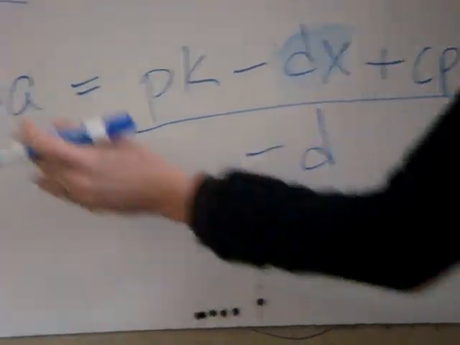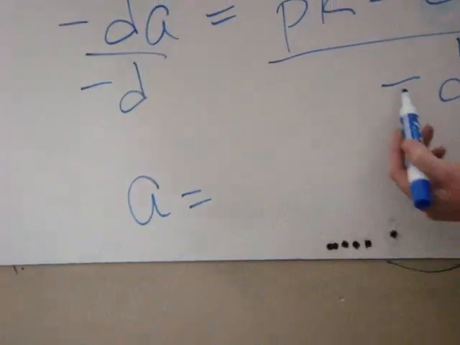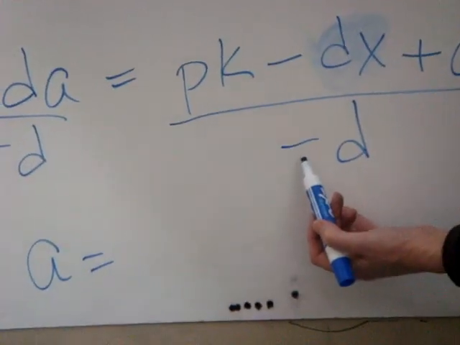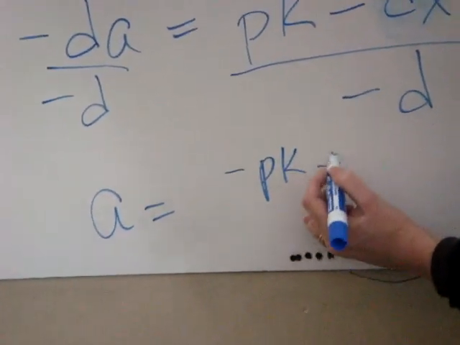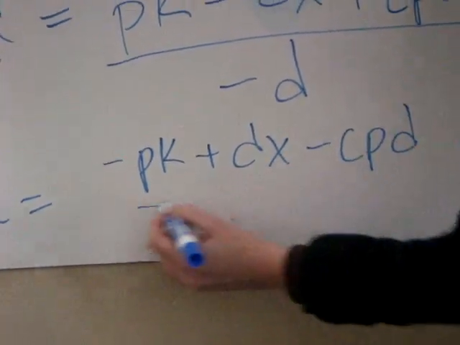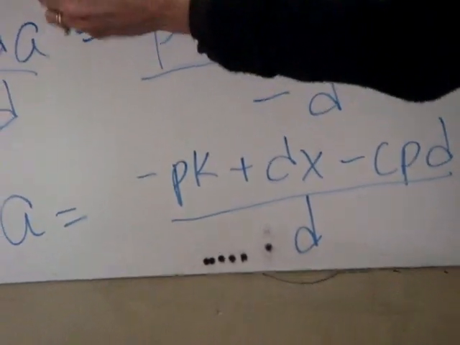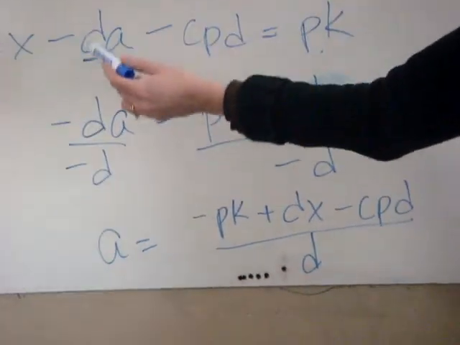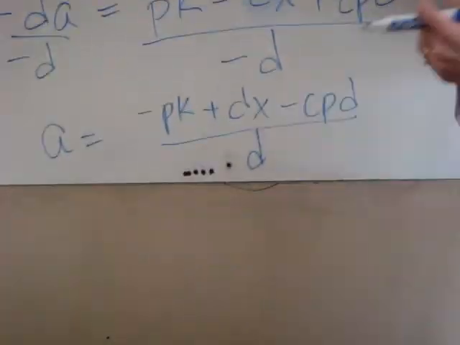I don't think anyone else did it this way. And so we get A equals, this negative sign shouldn't be on the bottom, so I'm going to just move it to the top. So I'm going to get minus PK plus dx minus CPD over d. I wouldn't have marked it wrong if you did this, but that's not the way it should go. Or we could have just moved this to this side and this to that side. But this should be your final answer.